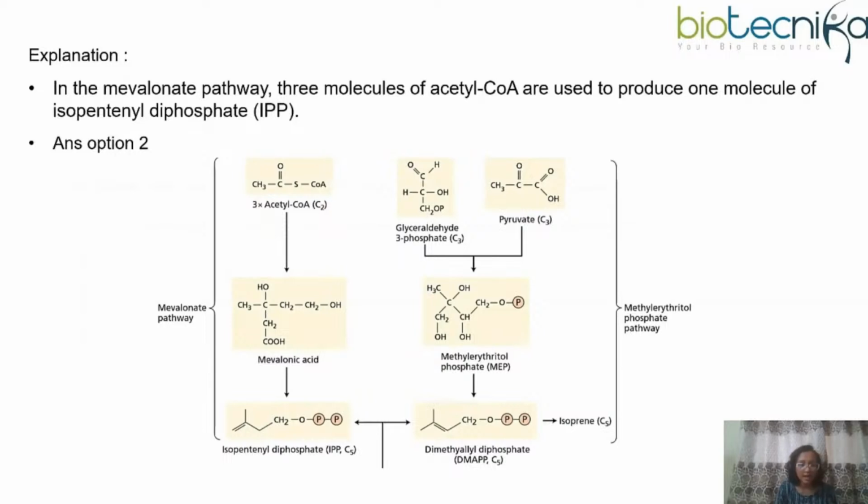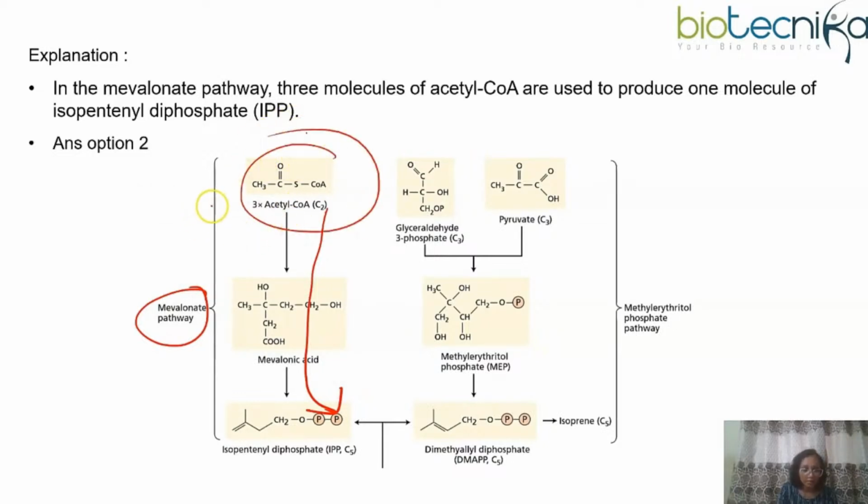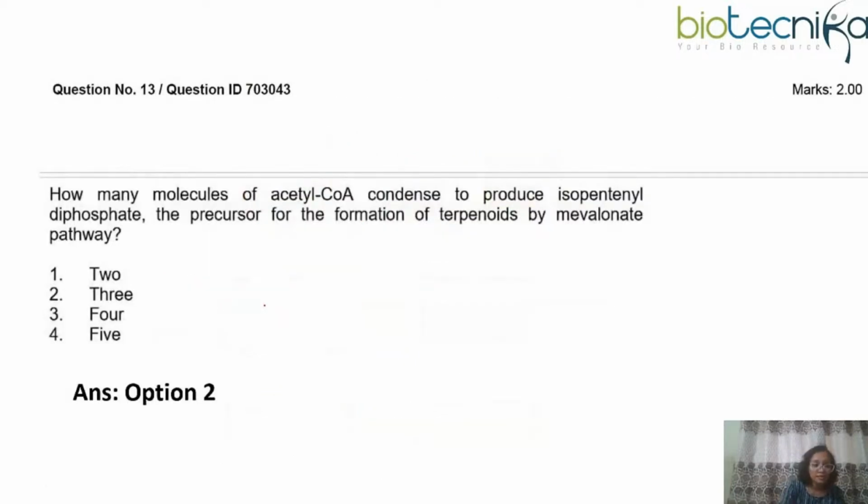You should know that in the mevalonate pathway, this here is the mevalonate pathway, you need 3 molecules of acetyl-CoA. 3 molecules of acetyl-CoA will first produce HMG-CoA, and then HMG-CoA will be converted to mevalonic acid. That's how the pathway gets its name, mevalonate pathway. And then from mevalonic acid, isopentenyl diphosphate is generated. Okay, so the answer is option 2, that is 3. 3 molecules of acetyl-CoA are condensed to produce isopentenyl diphosphate.